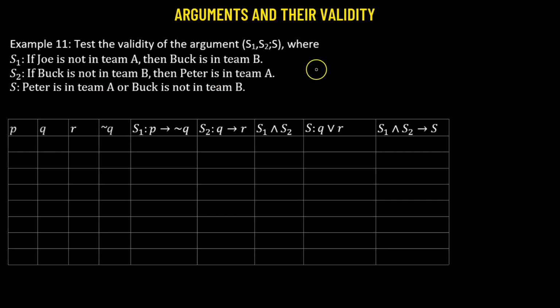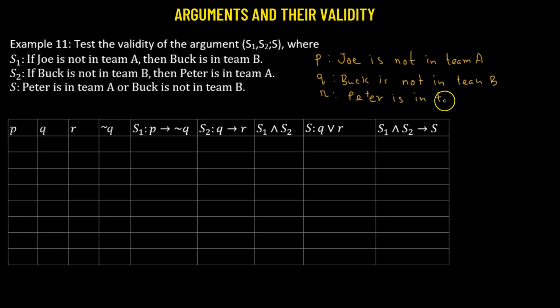So for this, we are going to consider three statements, P, Q, and R. So here P is the statement that Joe is not in team A. The statement Q is Buck is not in team B. And R is the statement Peter is in team A. So if we use this statement, then hypothesis 1 will become if Joe is not in team A, then Buck is in team B. So here Buck is not in team B is Q. So since Buck is in team B, this will be not Q.